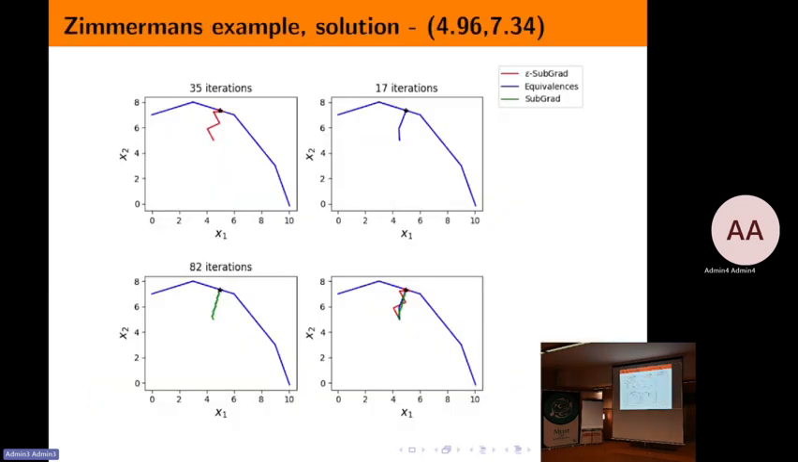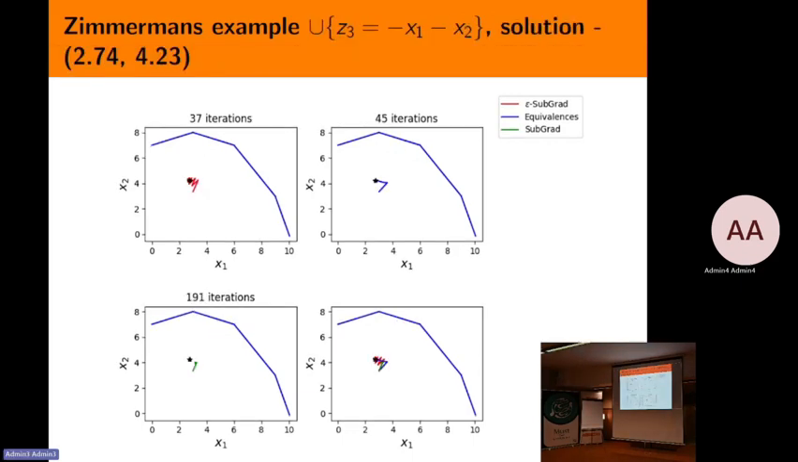Okay, this is how it looks. In the beginning, the example I showed at the beginning, the Zimmerman one, this is how it went. This is equivalent. This is our approach, the algorithm we proposed. The red one is the epsilon subgradient method, and the other one is the subgradient method, and I combined them in the same plot.